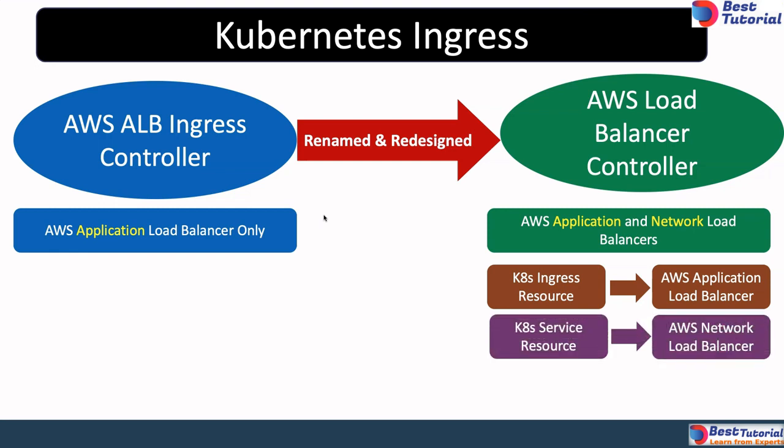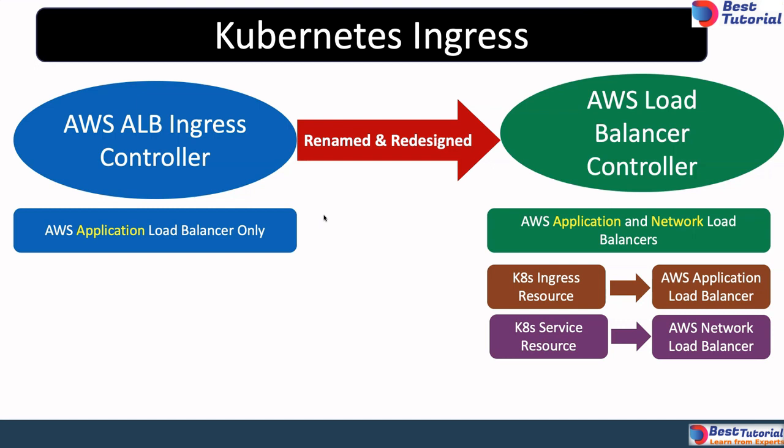So for creating the application load balancers, we are going to use the Kubernetes object named Ingress resource. And for creating the network load balancer, we are going to use the Kubernetes object of type Service, and also we are going to ensure that it is annotated for NLB. So we are going to add an annotation stating the network load balancer so that it can create the network load balancer for us.